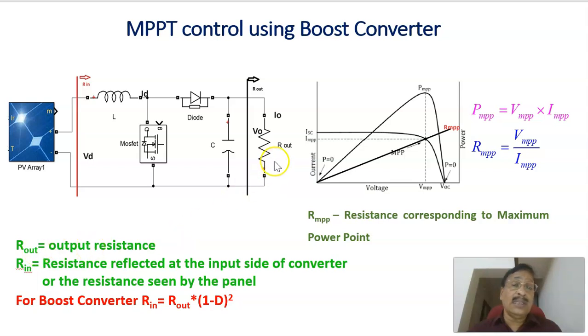Therefore, here R out is the resistance at the output side, R in is the resistance reflected at the input side of the converter, or the resistance seen by the panel. That is the resistance seen by the panel, which is made equal to the RMPP. Therefore, for a boost converter, the relation is that R in equals R out into (1 minus D) whole square.